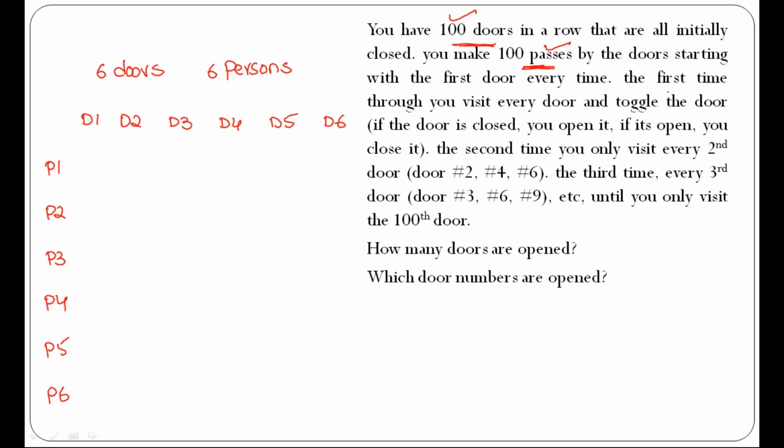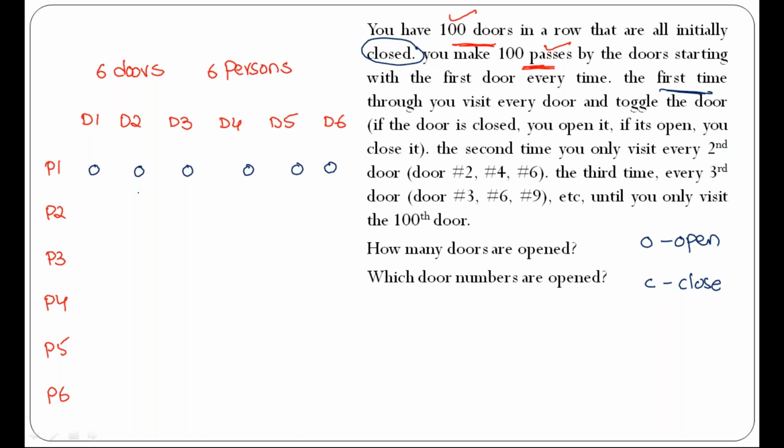First person will open all the doors, because initially all doors are closed. First person will go and open all the doors. Here, O represents open and C represents close. Consider O represents open and C represents close. Now, first person will go and open all the doors.